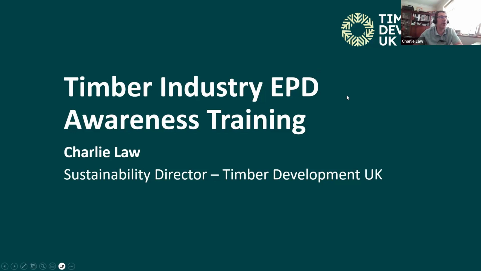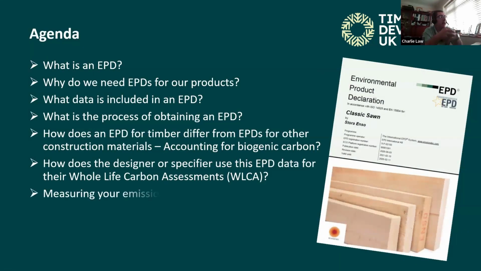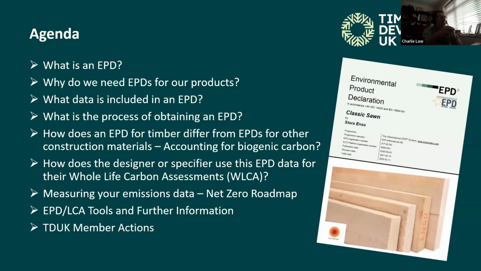So lots of questions around EPDs, which is what's really formed the agenda today. What is an EPD? Why do we need them? What data is included in an EPD? What's the process of attaining an EPD? How does an EPD for timber differ from EPDs for other construction materials? And that's generally around accounting for biogenic carbon. And how does the designer or specifier use that EPD for their whole life carbon assessment?